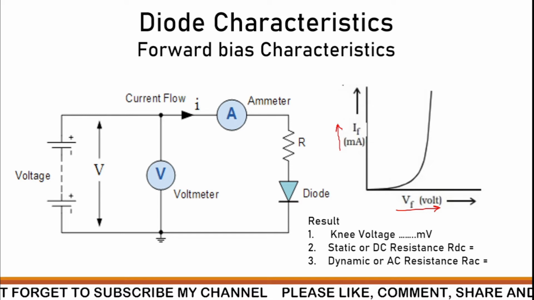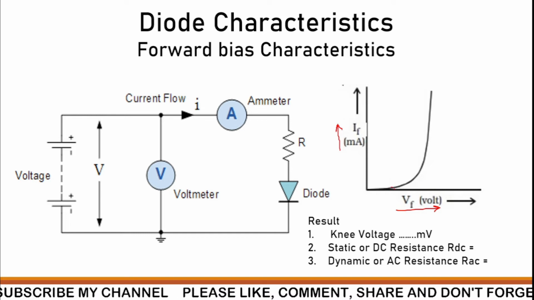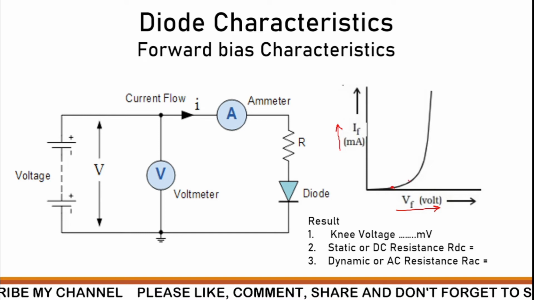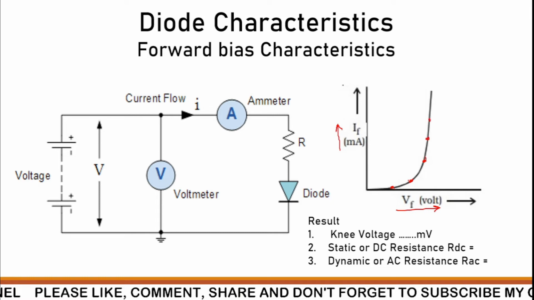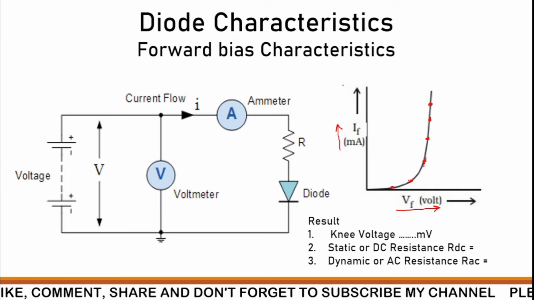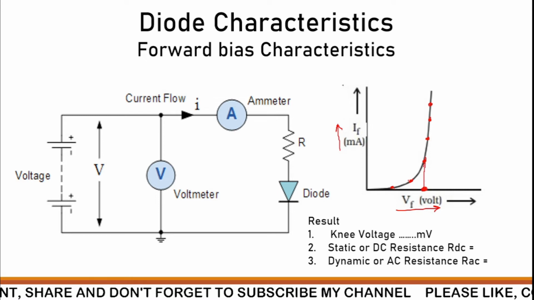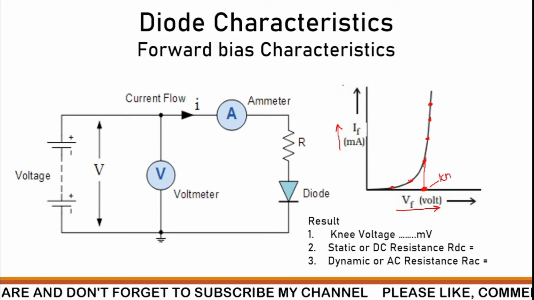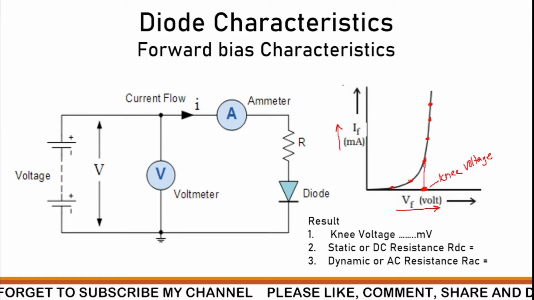The graph will contain points such that up to a certain Vf voltage it indicates a zero reading. Then the graph changes like this, where we get a rapid increase in current. If we extend that curve towards the x-axis, we get a point which is called the knee voltage. So this will be the knee voltage of our diode.